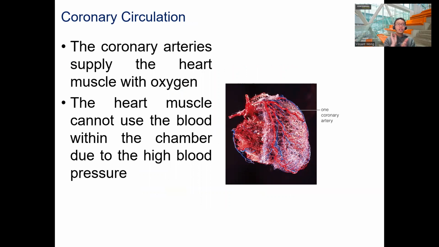Okay, so coronary circulation. At the beginning of the lecture, not today's lecture, but last lecture, I told you that the heart cannot use the oxygen in its chambers. The blood is passing through the ventricles and the atria at really high speed and really high pressure. It's impossible to extract the oxygen from that blood. And in order to get oxygen for your heart muscle, for your myocardium, it relies on these coronary arteries. So on the surface of the heart, you can see all these blood vessels.